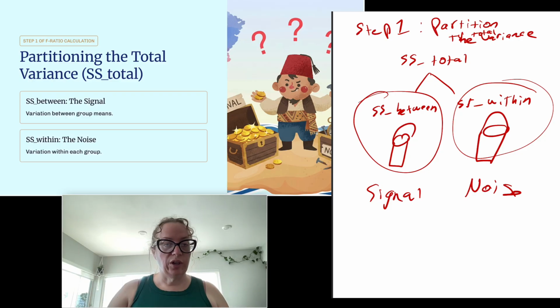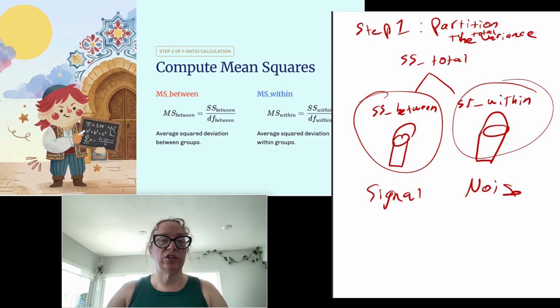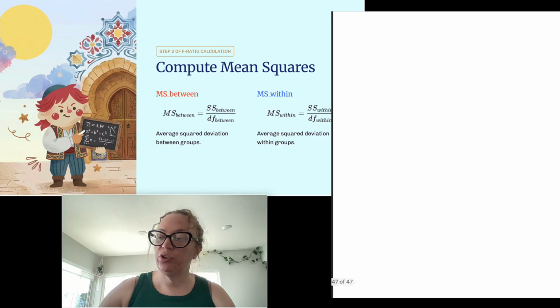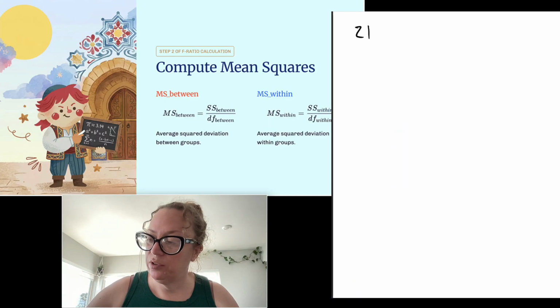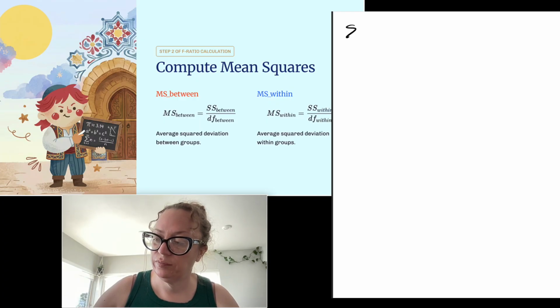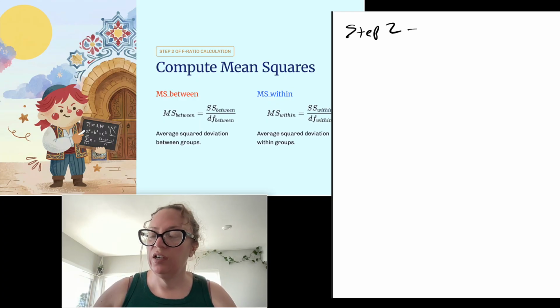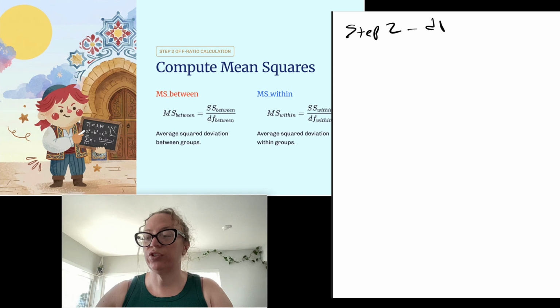How much noise is there? How much variance is there between groups? How much variance is there within groups? Put it into the bucket so that you can know. Step 2 is, I wrote 2 step. Step 2 is you're going to account for the degrees of freedom.